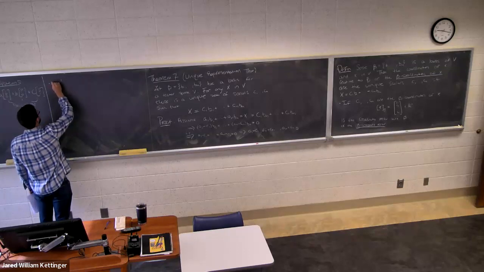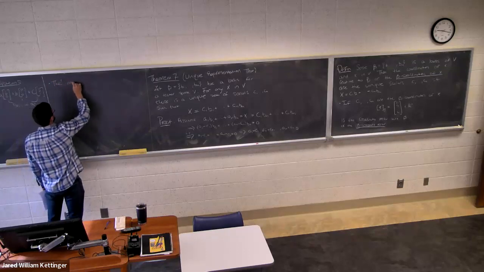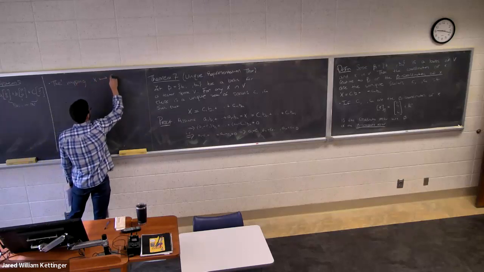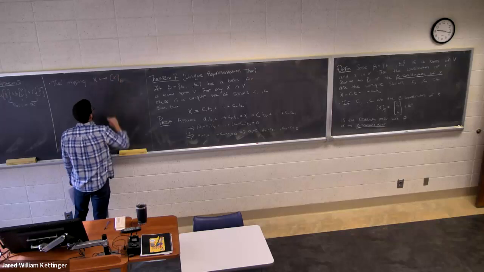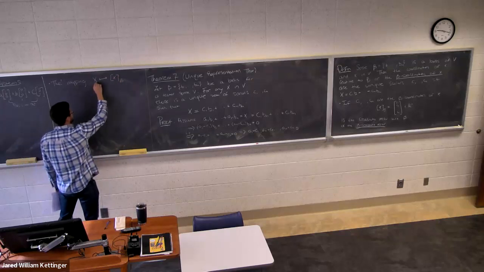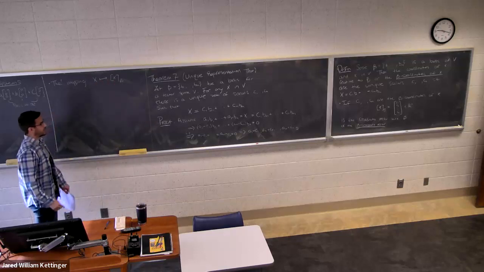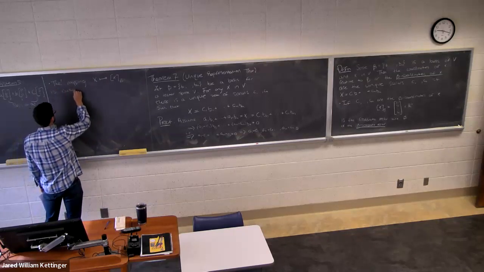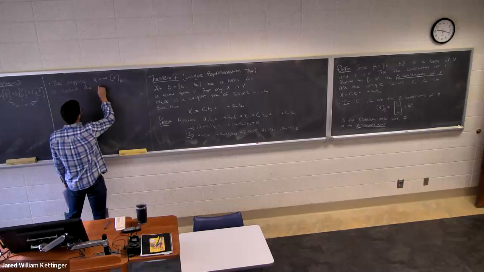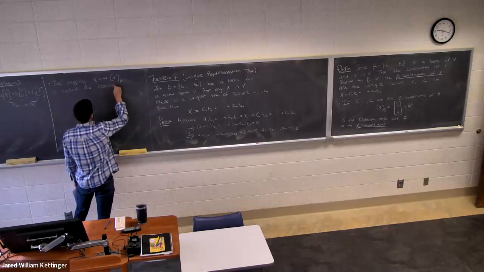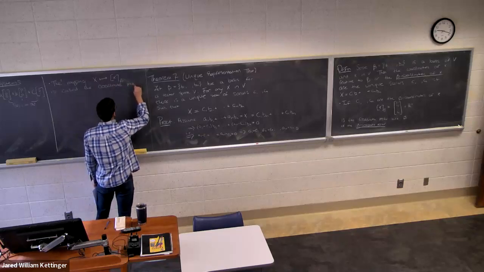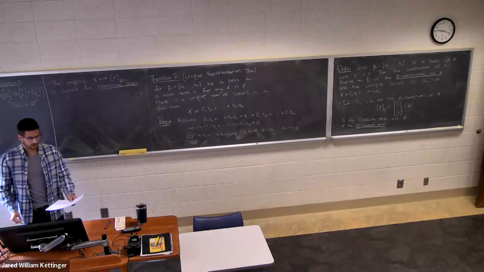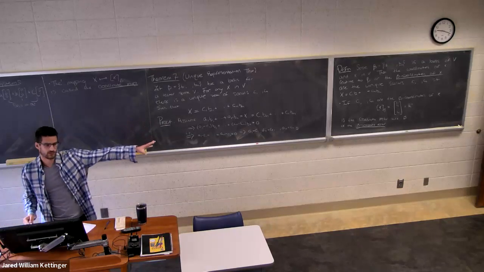And then finally, the mapping from x to its beta coordinates, by mapping I just mean it takes any x to its beta coordinate vector, is called a coordinate map, which is going to be very important very soon. Questions about these definitions?